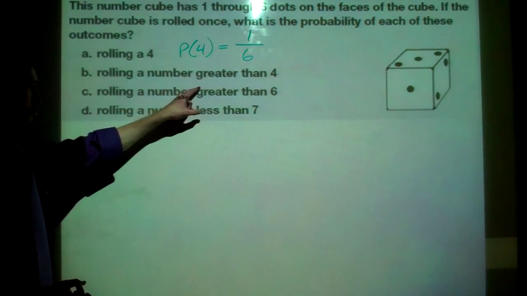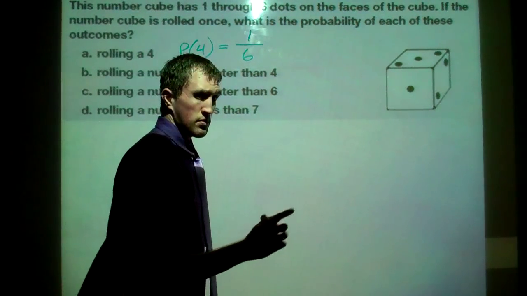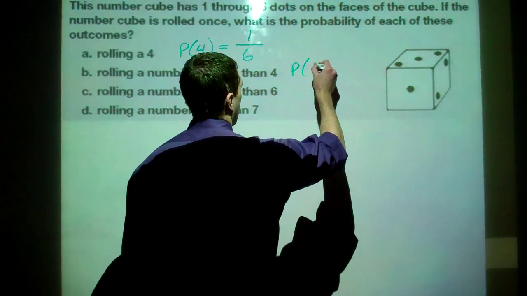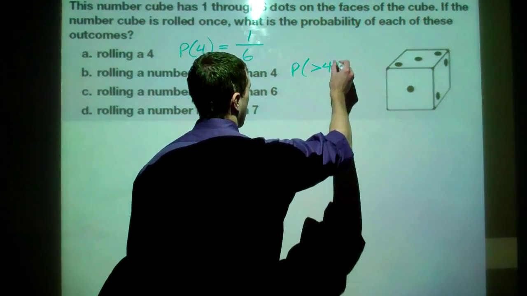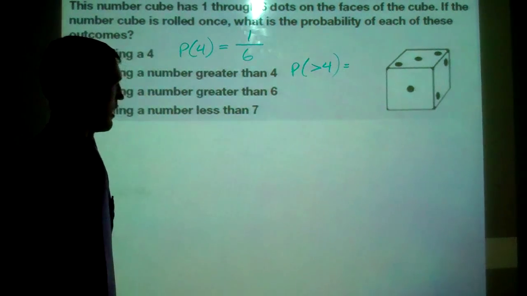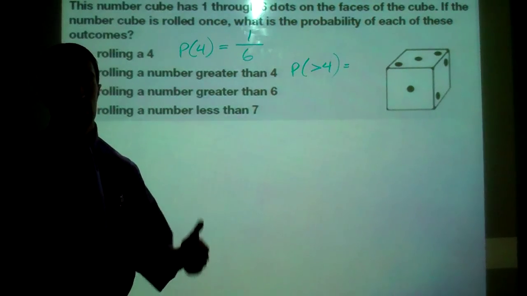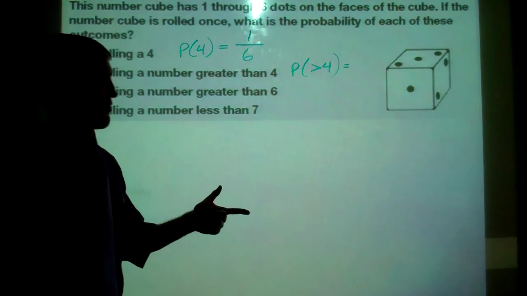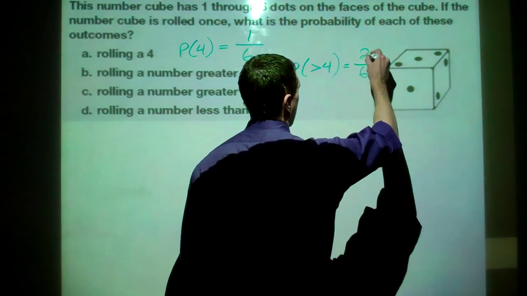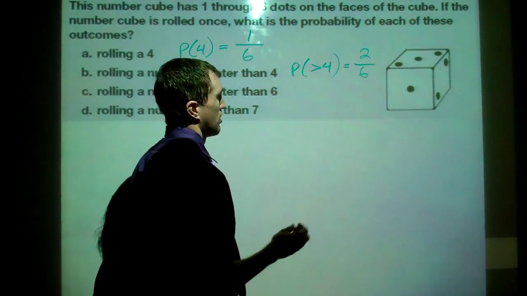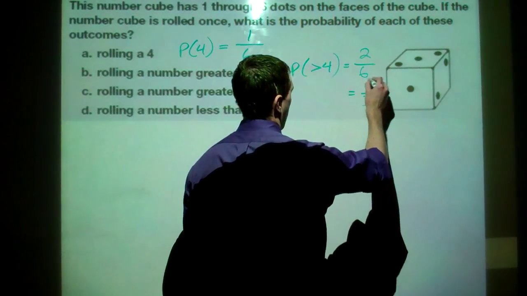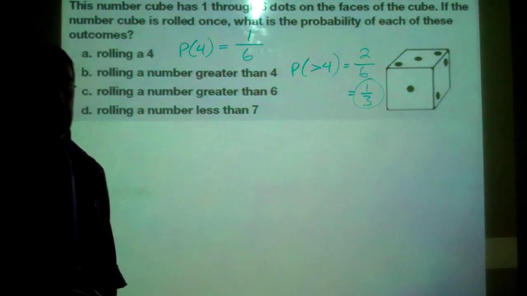Probability of rolling a number greater than 4. We're still out of 6. So probability greater than 4, using the greater than symbol just to shorten it. How many numbers are greater than 4? 5 and 6 are greater than 4. That's 2 numbers out of 6. So 2/6, which reduces to 1 out of 3. So 1/3 chance that will happen.